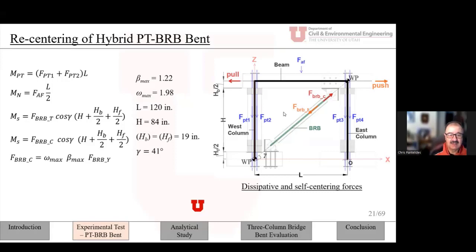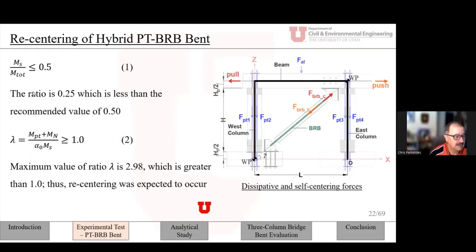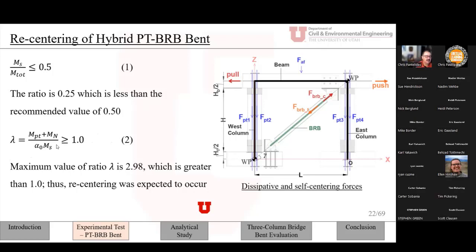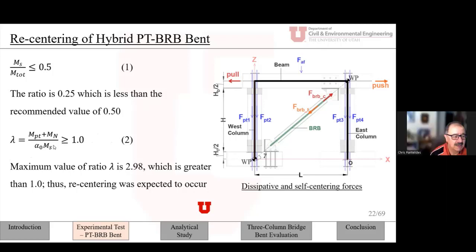And then the other here is the lambda. The lambda comes from some criteria developed in New Zealand. Here is the post-tensioning moment. Here's the axial moment. And the denominator is some hardening factor times the moment due to the BRB, which is the energy dissipating system. You can see when the post-tensioning moment plus the moment due to the gravity load is larger than basically 1, then of course that means it will self-center. And here in our case, it was much more than 1. It was about 2.9. So we expected that we would have self-centering.